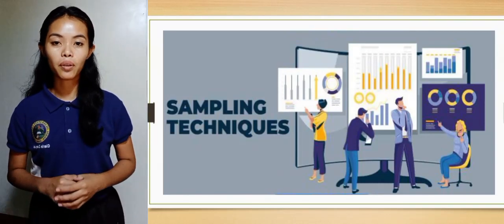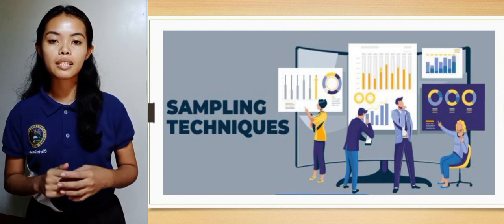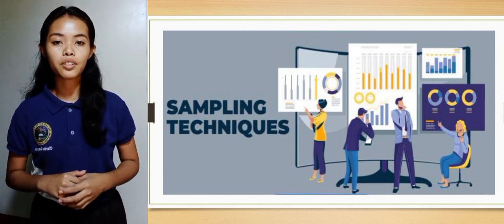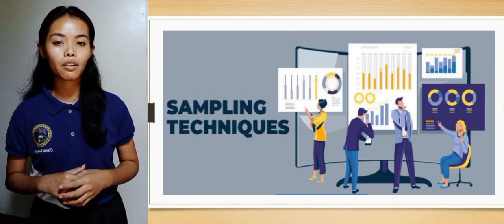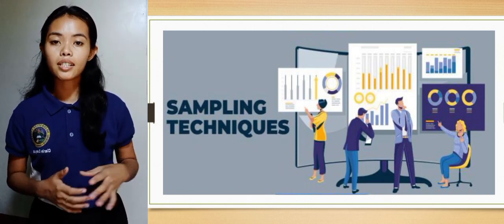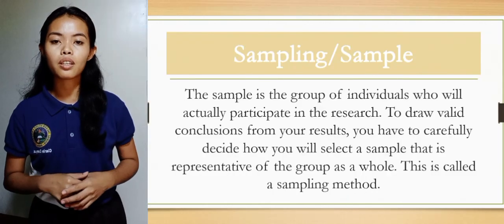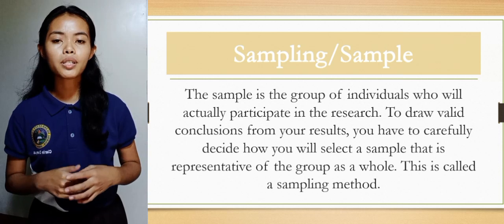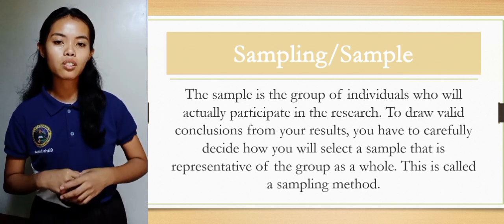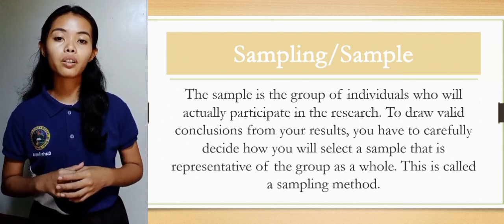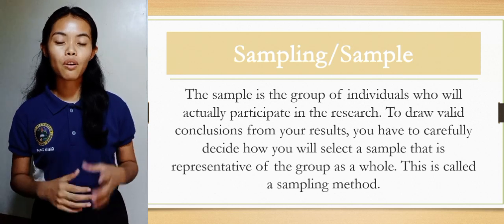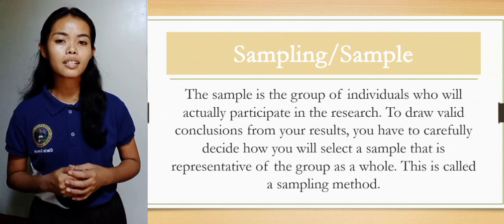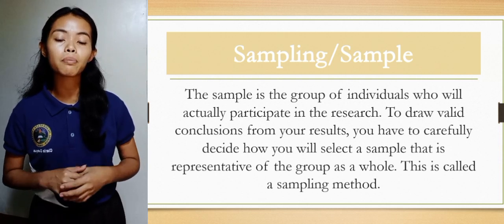I'm Danica Fabrocas, and I'm going to report about sampling and the sampling procedures used in research. When we conduct research, it is rarely possible to collect data from every person, right? So instead, we select a sample. A sample is a group of individuals who will actually participate in our research. Our sample is derived from our population, and our population is our target respondents. To draw valid conclusions from our results, we have to carefully decide how we will select a sample that is representative of the group as a whole.